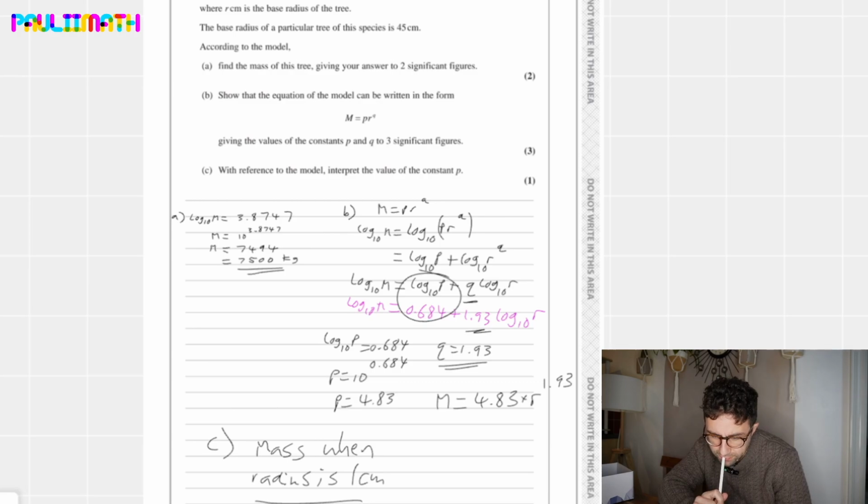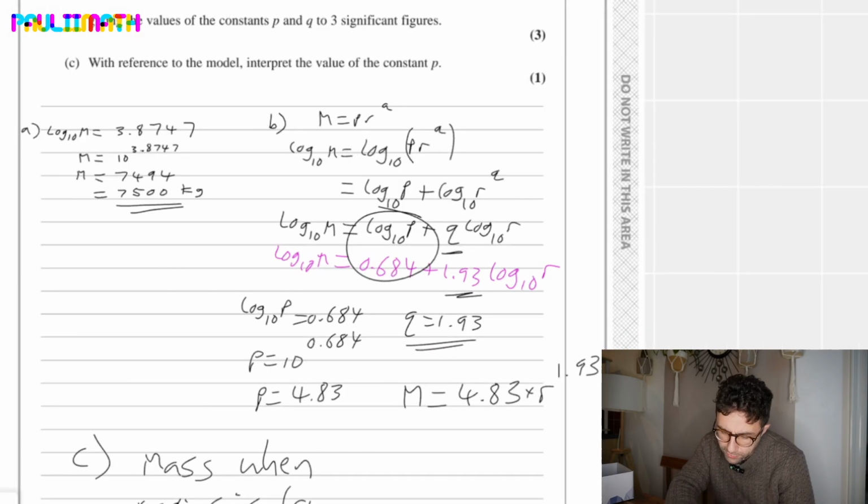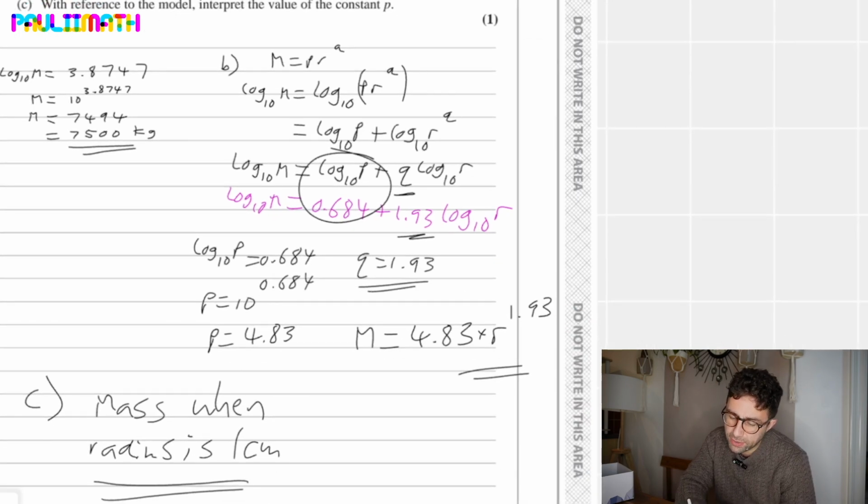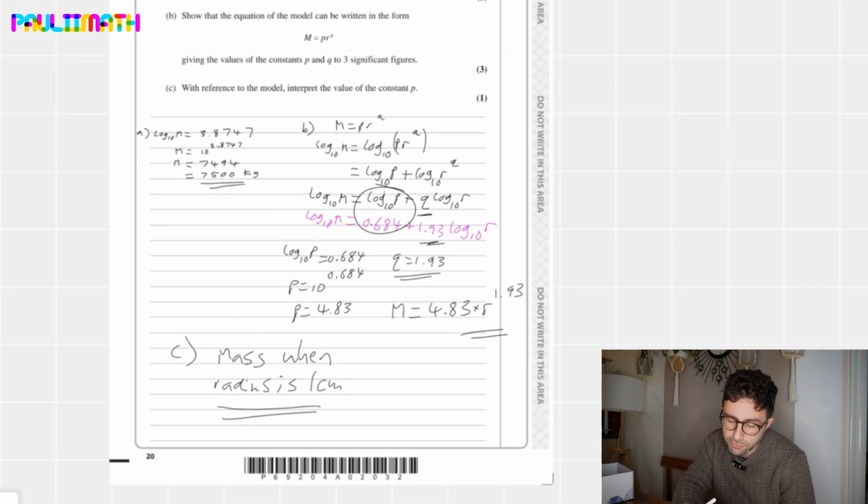I think that's all we can really say, because if I put in r as 1, that will give me 4.83. That's the only time you get 4.83, so it's not the initial amount. That would be when r is 0, and it's 0. It's not a ratio, and it's not how much it grows every year. So all you can say is the mass when the radius is 1 centimeter.